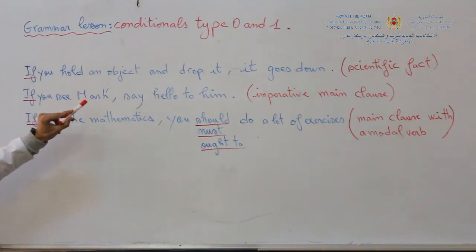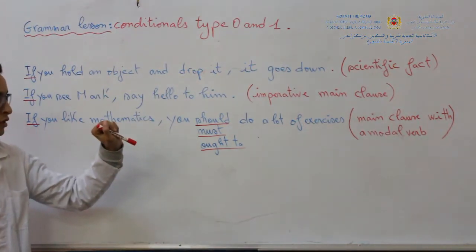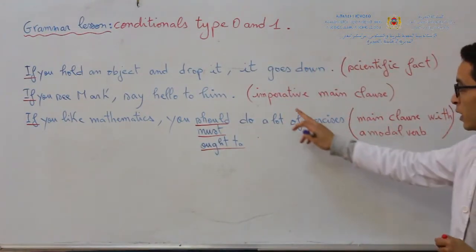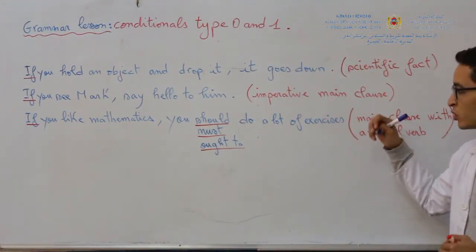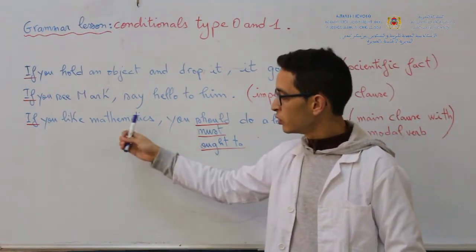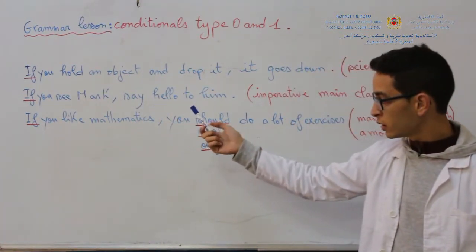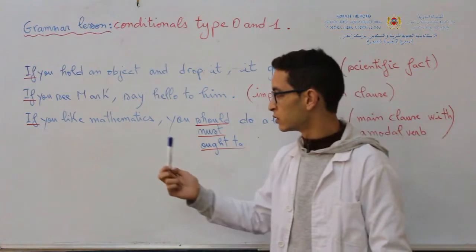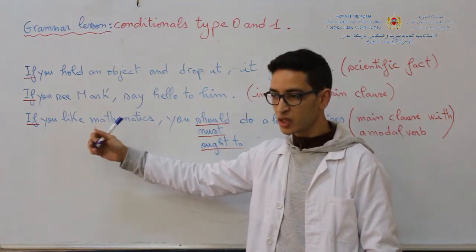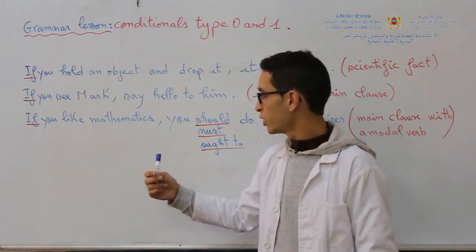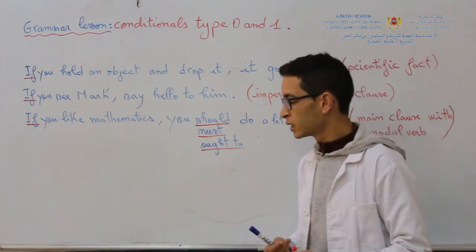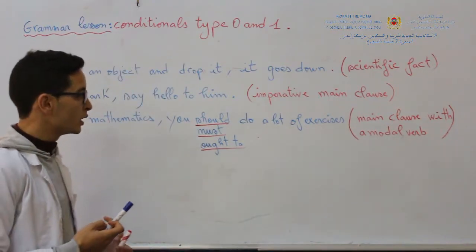If you see Mark, say hello to him. As you can see here, between parentheses, I have written an imperative main clause. So if you want to order someone to do something, you can make a hypothetical conditional sentence. Here the first verb is conjugated in the present simple. If you see Mark, what do you have to do? Say hello to him, or send him my message, or something like that. So this is also possible in English.